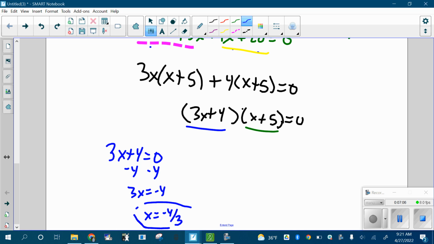That gives me one of my answers. And then I'm going to take x plus 5 and set that equal to 0. Subtract 5 from both sides. That's going to give me my other answer.